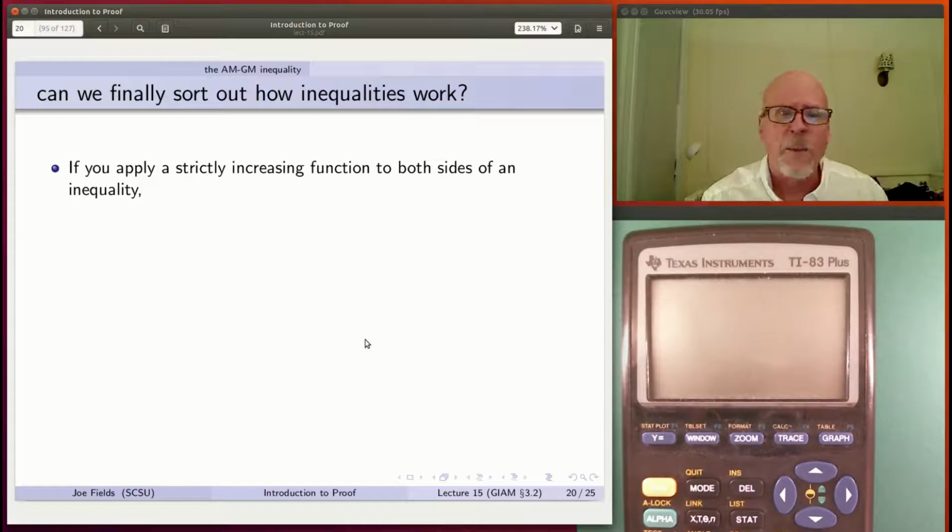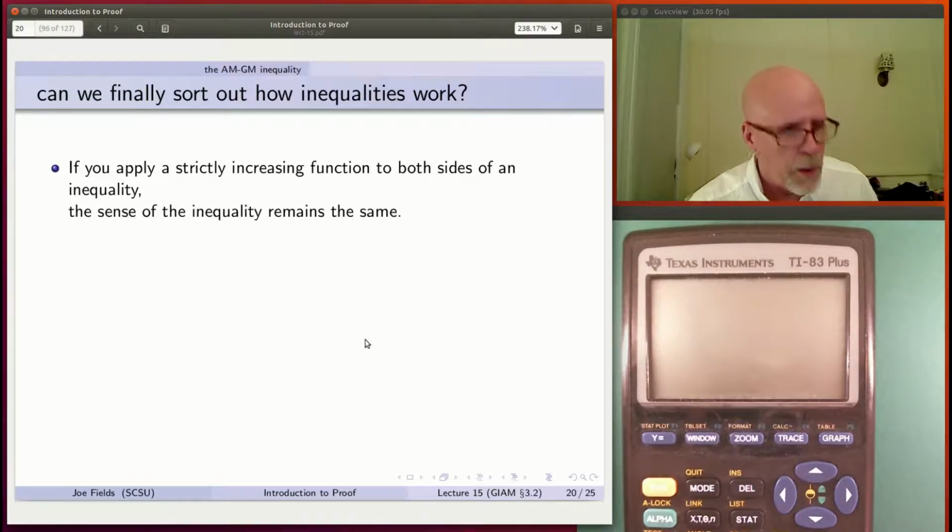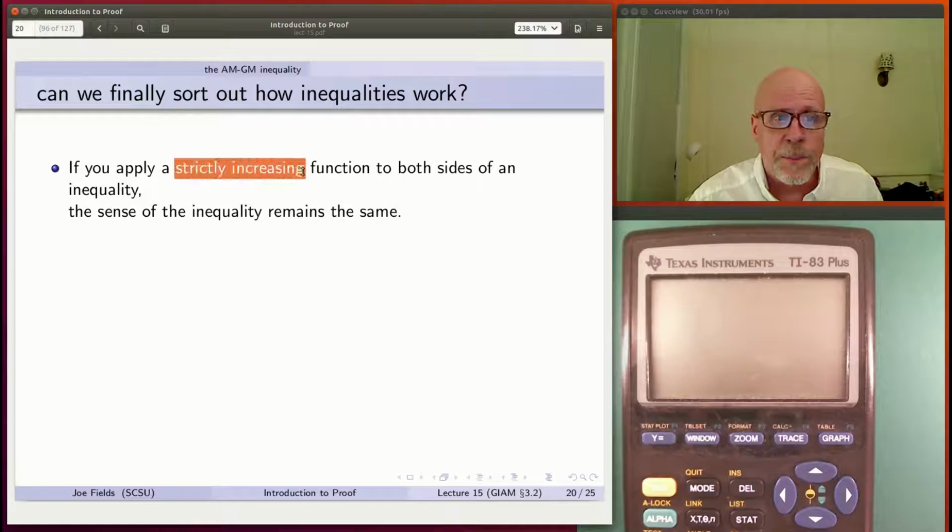Yeah, I think it's a good point in your careers to finally sort out this business with inequalities. When is it okay to apply some operation to both sides of an inequality? If you think about it as the application of a function, that is probably the best way to go. Generally speaking, we want the sense of the inequality to stay the same. And if you apply a function that is strictly increasing, or sometimes people say monotonically increasing, it never decreases, it always is going up. If you do that, then you are going to have the sense of the inequality remain the same on the version where you've applied the functions on both sides.